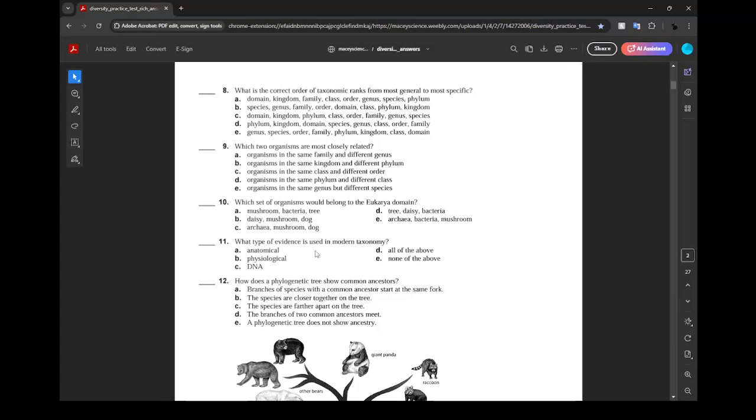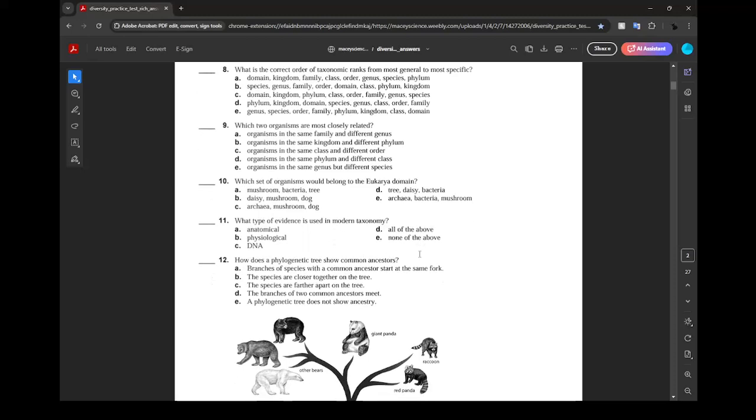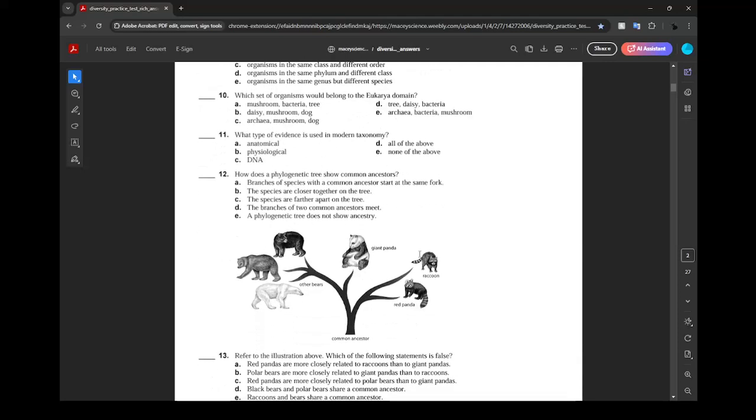What type of evidence is used in modern taxonomy? Anatomical, physiological, and DNA. None of the above and all of the above. As I just mentioned, all of the above in this case might not be correct. So, what type of evidence is used in modern taxonomy? Actually, I'm sorry, that is all of the above. See, I told you guys, all of the above always works. Whenever you see that option, I'm selecting it. Hell yeah, right away.